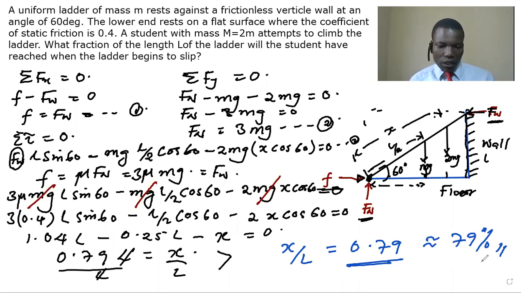Okay, since we let x be the distance covered by the student, the fraction is going to be the distance covered by the student, which is x, out of the length of the ladder, and the fraction is going to be 0.79. So he is going to climb about 79% of the length of the ladder when the ladder begins to slip. So this is how you calculate or tackle such questions.